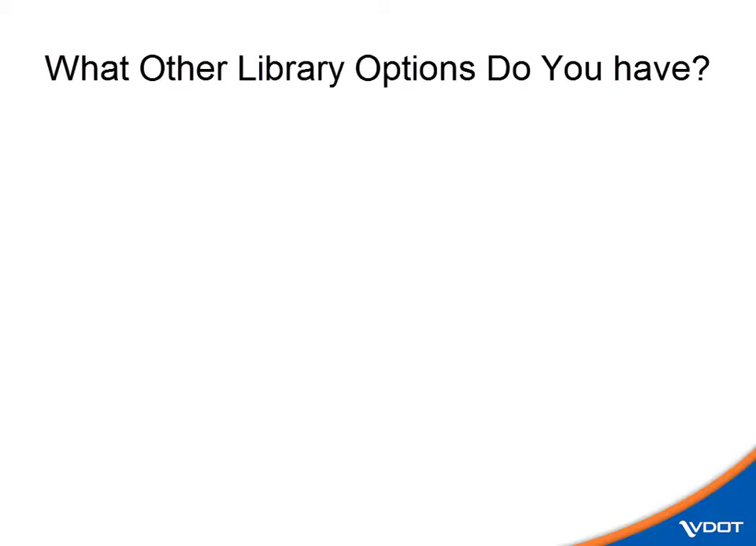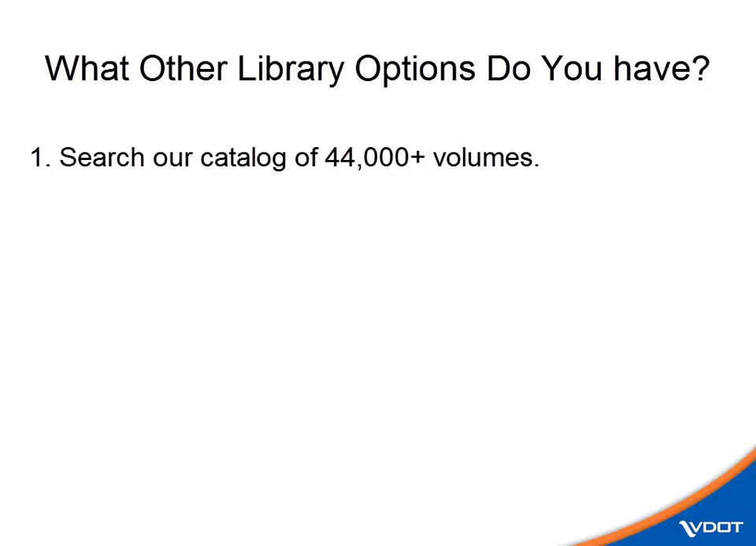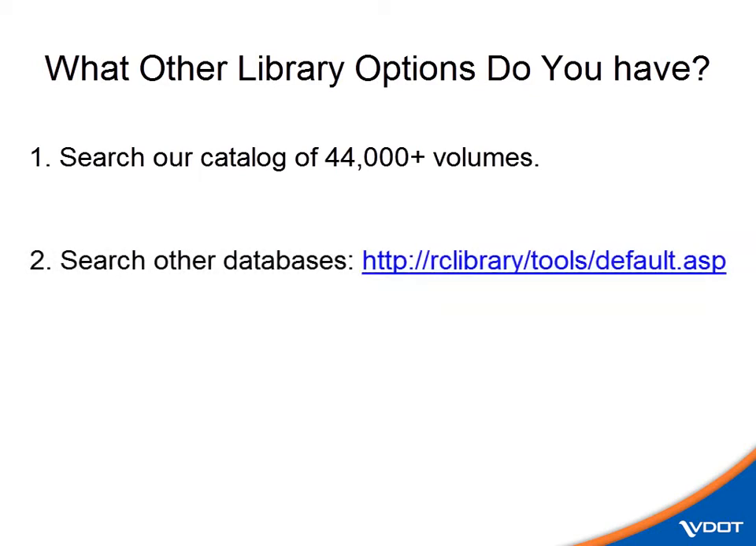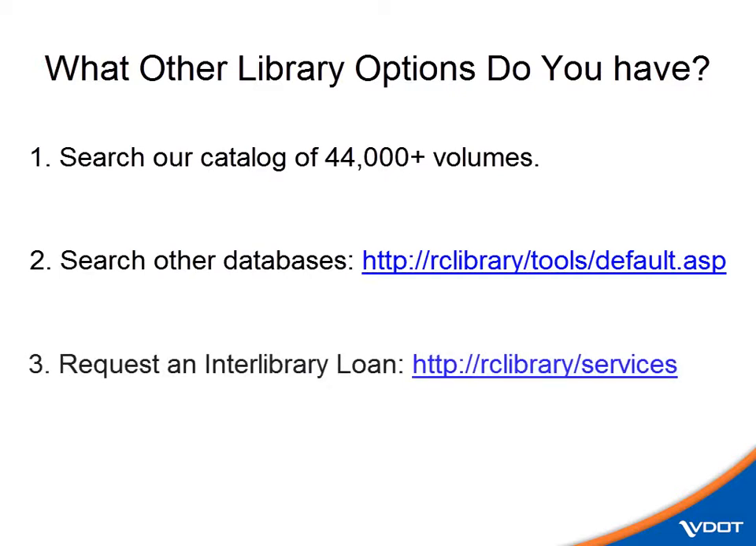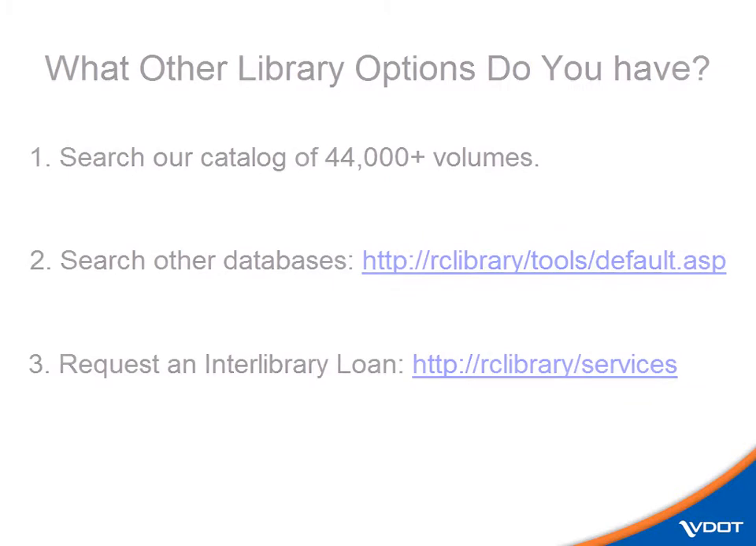Since you've got a library, you've got options. If you find something in Knovel or anywhere else and you can't access it, let us know. First, you can search the library's EOS online catalog of more than 44,000 volumes in our print collection. Second, search another database to see what other full-text resources you have access to. Third, you can request an interlibrary loan. While we can't possibly own every book a VDOT employee might ever need, our interlibrary loans department borrows hundreds of items from libraries near and far each year.